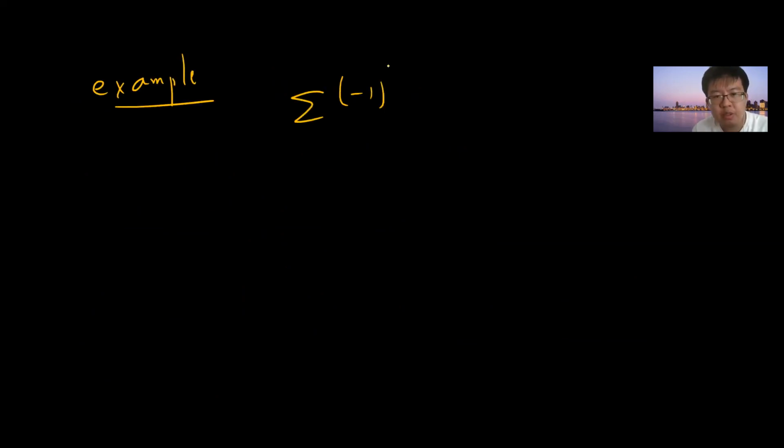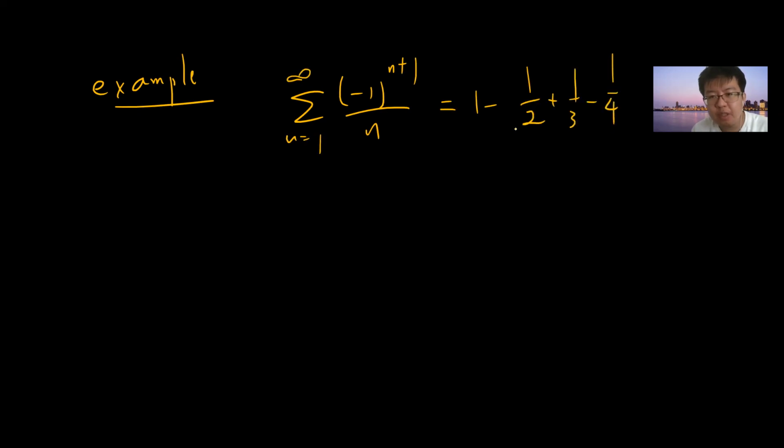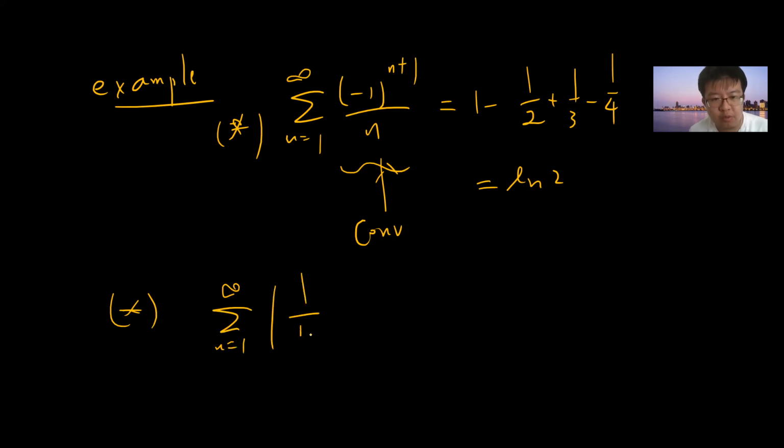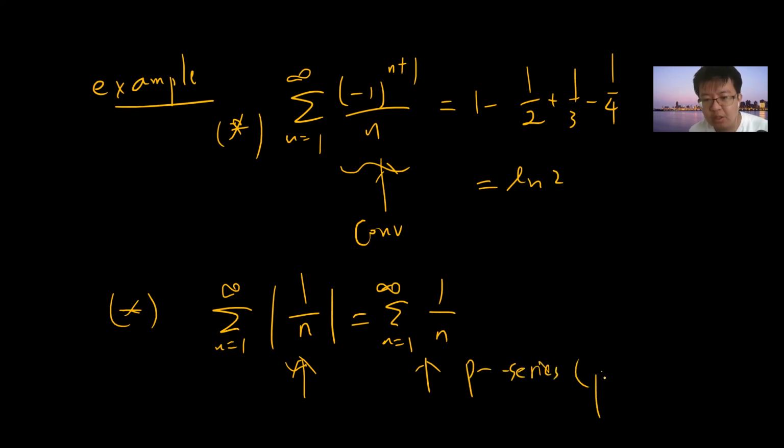So the famous example is what we already wrote: 1 minus 1/2 plus 1/3 and so on, to infinity. This series converges by our telescoping theorem, which we proved earlier. But if you take the absolute value, you get the sum from n equals 1 to infinity of 1 over n. This will not converge. This is the p-series with p equal to 1, which we already proved diverges. So that means this series is not absolutely convergent.